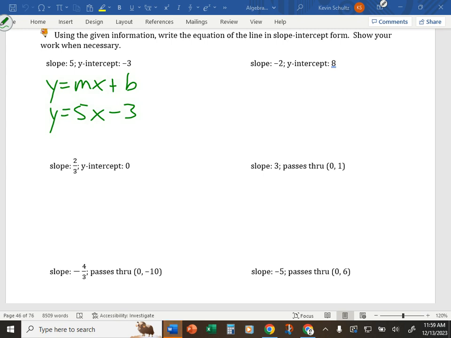The next section was a little more challenging until we realized that (0, 1), why is that the y-intercept? What about that ordered pair tells you it's the y-intercept? x is 0. So essentially, I am also giving you the y-intercept here, right? So this one, y equals 3x plus 1, I'm giving you all the information you need directly.